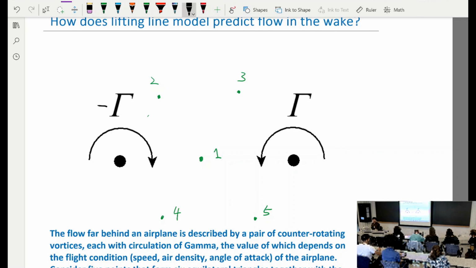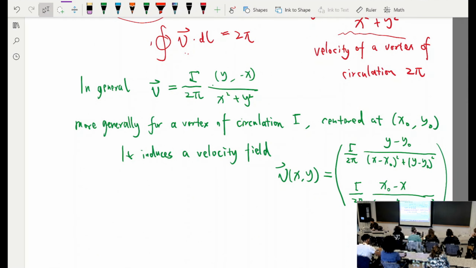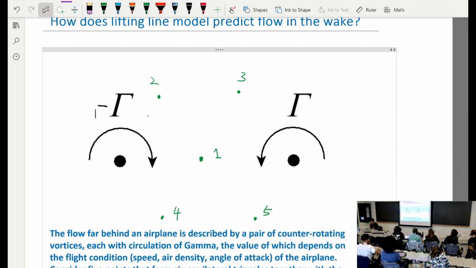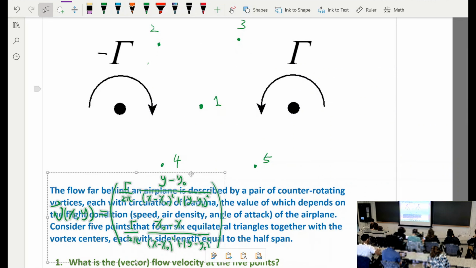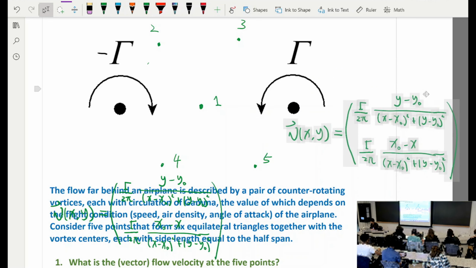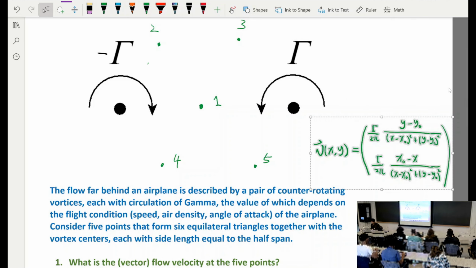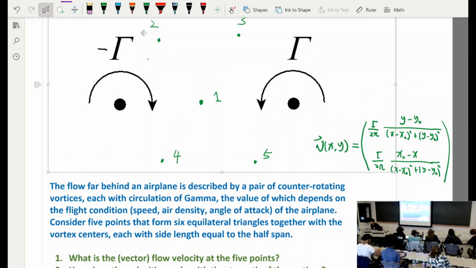Okay, so that's when we look at the formula. So again, let me just pull the formula up into the new page, and it is going to be up for you to work out what is the velocity field. Not everywhere. I don't need you to work out everywhere, but at a select number of locations. Okay, so let's work out what is the velocity field as a vector at the 5 points 1, 2, 3, 4, 5 that form an equilateral triangle.